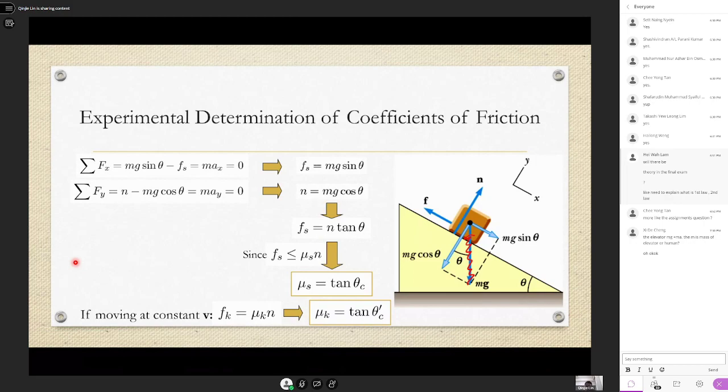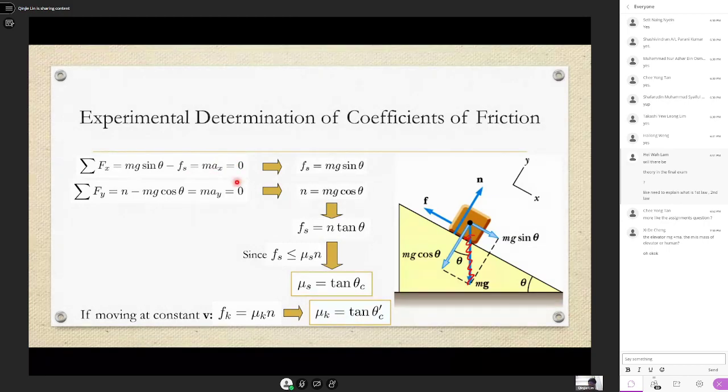So now we can take summation of forces. First, we look at the x direction. Now we define the axis like that, a bit tilted, because this is the most friendly direction. So let's say this is the x direction along the slope. Take summation of forces. We have mg sine theta minus f, and that will give you ma. Since it's not accelerating, the right side is 0. So that's the first equation.